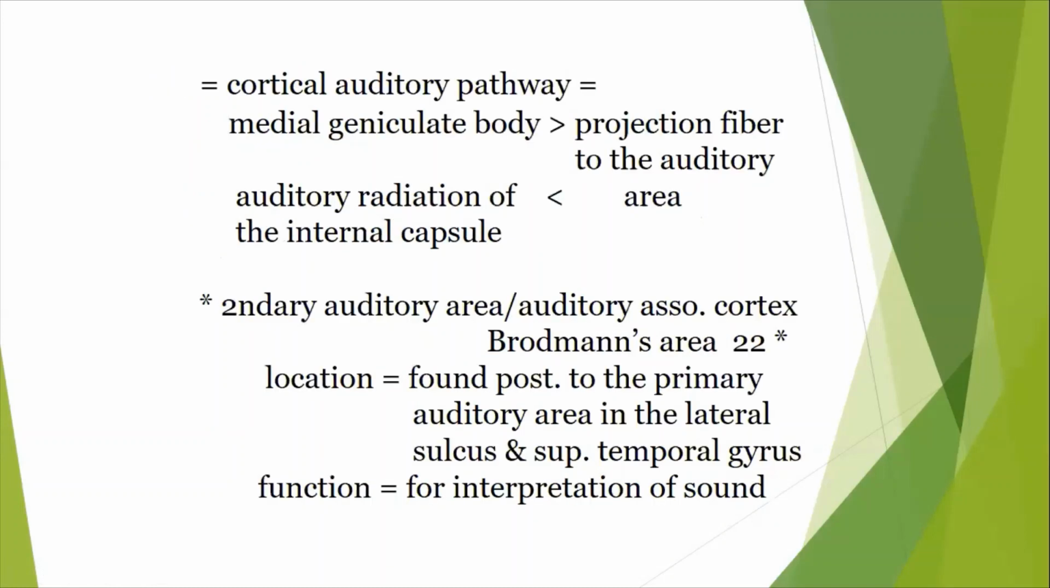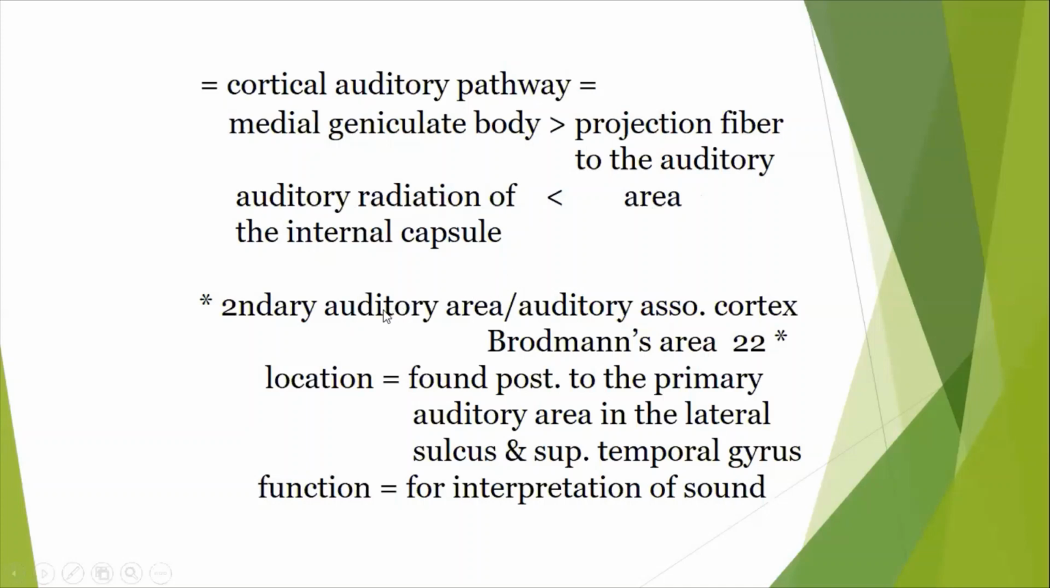sound. You have also the cortical auditory pathway, so for audition it will be on the medial geniculate body. This is still a nucleus found in the thalamus. Projection fiber will go to the auditory area, then it will be received by the auditory radiation of the internal capsule.